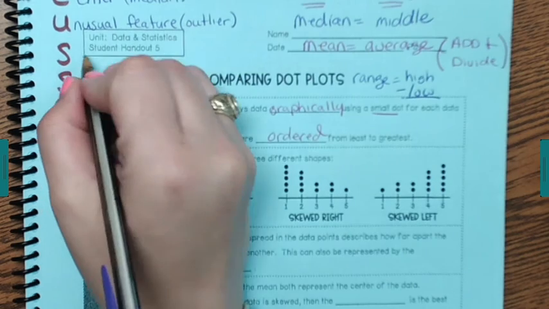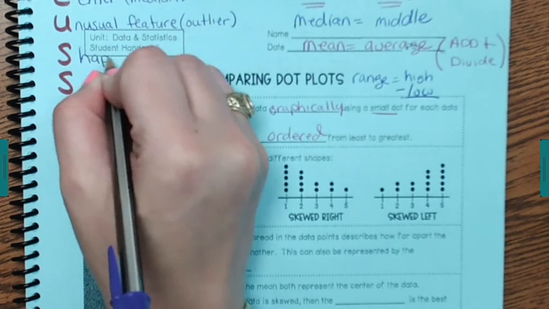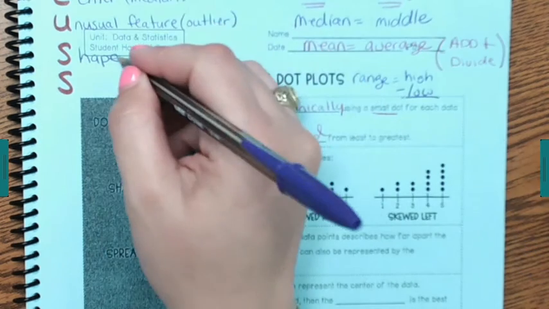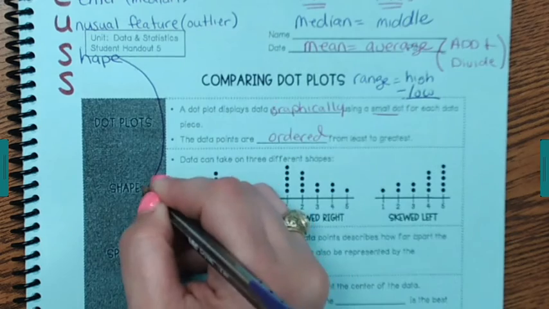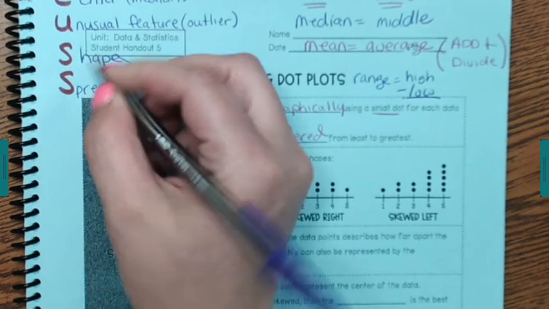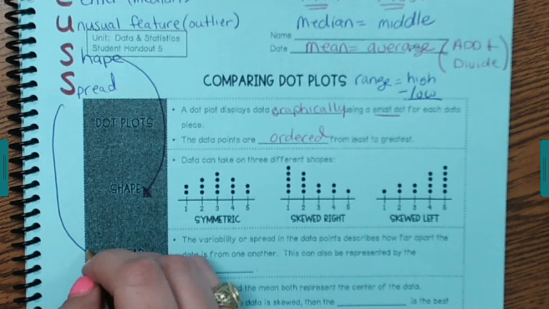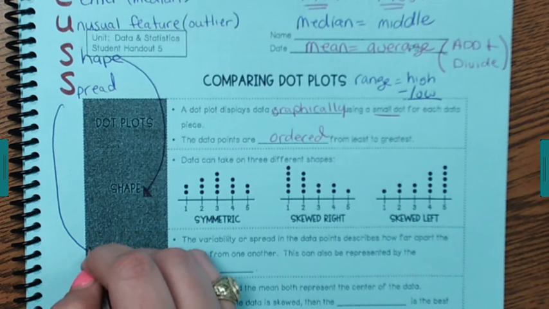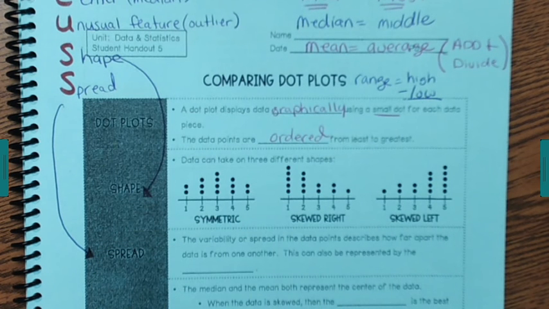The next S is the shape, which we're going to talk about right here. And then the final one is the spread, which we're going to talk about down here. So when you are comparing, you're going to CUSS. You're going to look at those 4 things: center, something unusual, shape, and spread. Those are the 4 things that you're normally looking at.